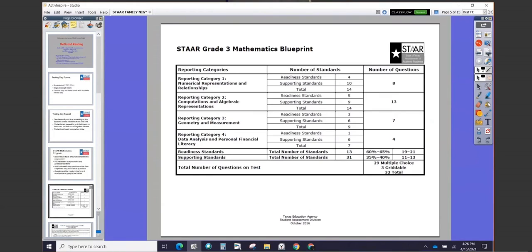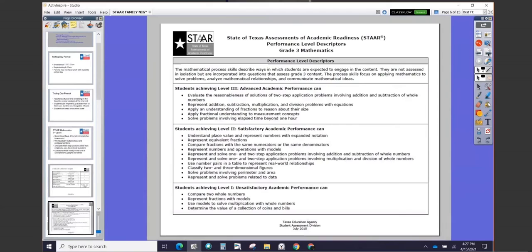So for category 1, numerical representation and relationships, it's just basic number computations. There's 8 questions. Category 2, computation and algebraic representations, there's going to be 13. These are going to be the more higher level multi-step questions. Category 3 is geometry and measurement. There are 7 questions. Category 4 is data analysis and personal financial literacy. There's 4 questions.